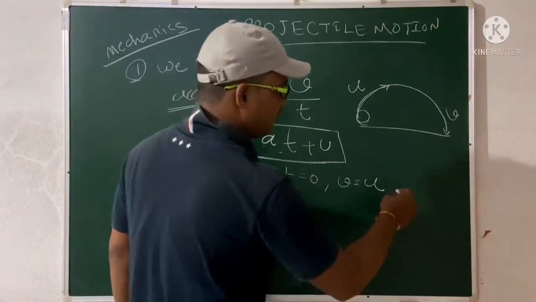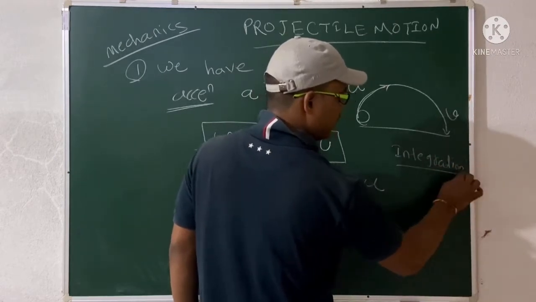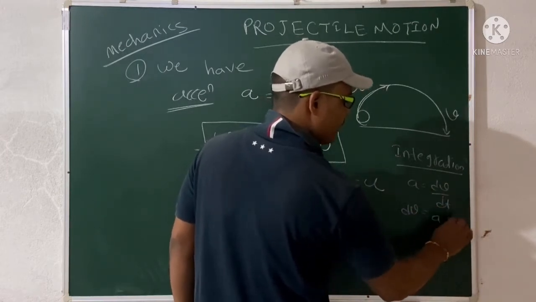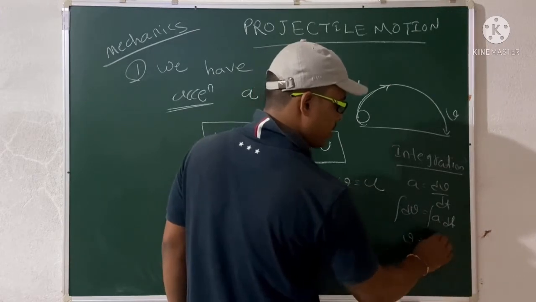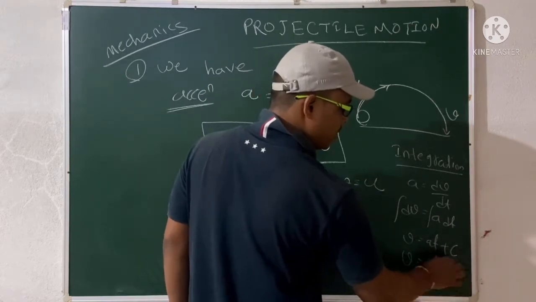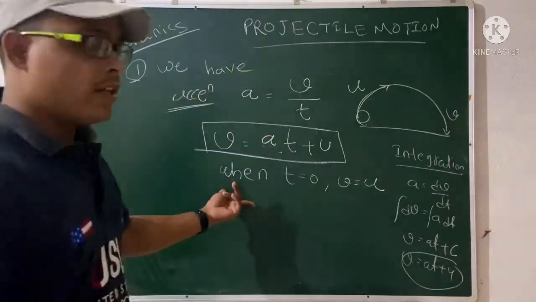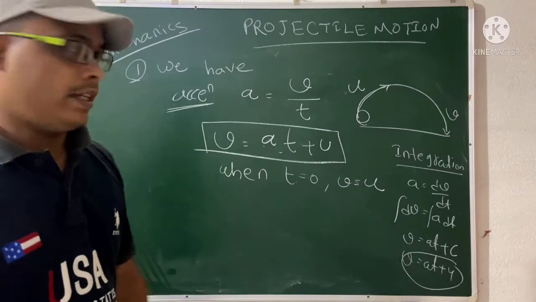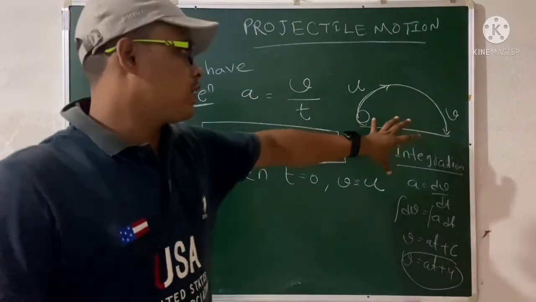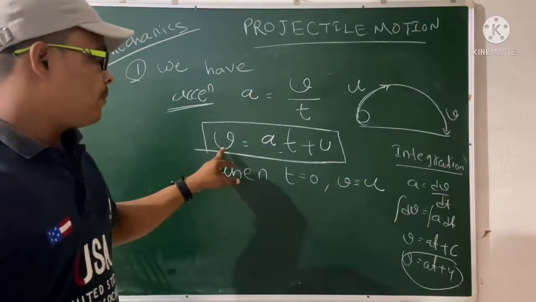If you know integration, acceleration equals dv by dt, so dv equals a dt. Then you integrate both sides and you get v equals at plus some integration constant, and that integration constant is nothing but the initial velocity. Here also it is the same case. We cannot write that v equals at, because this is not a constant or linear case. This is a projectile, the particle is moving in the air. So v equals at plus u.